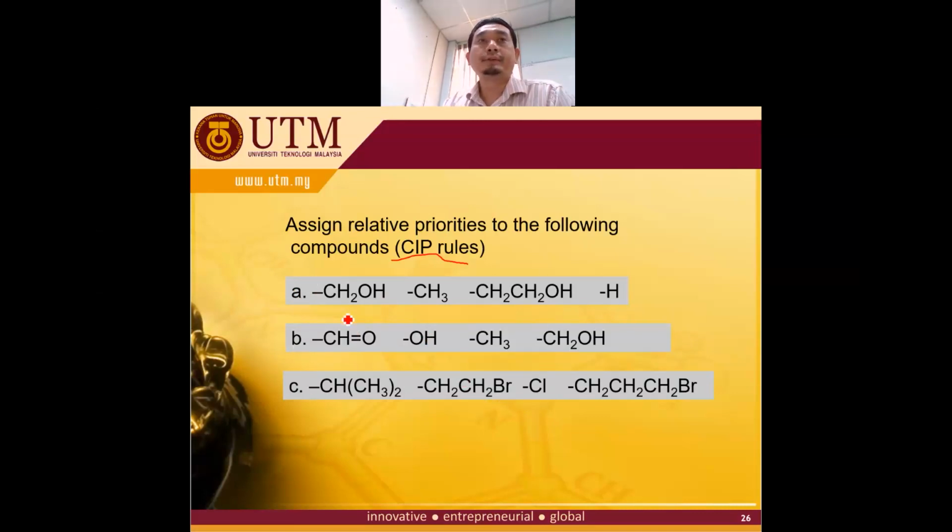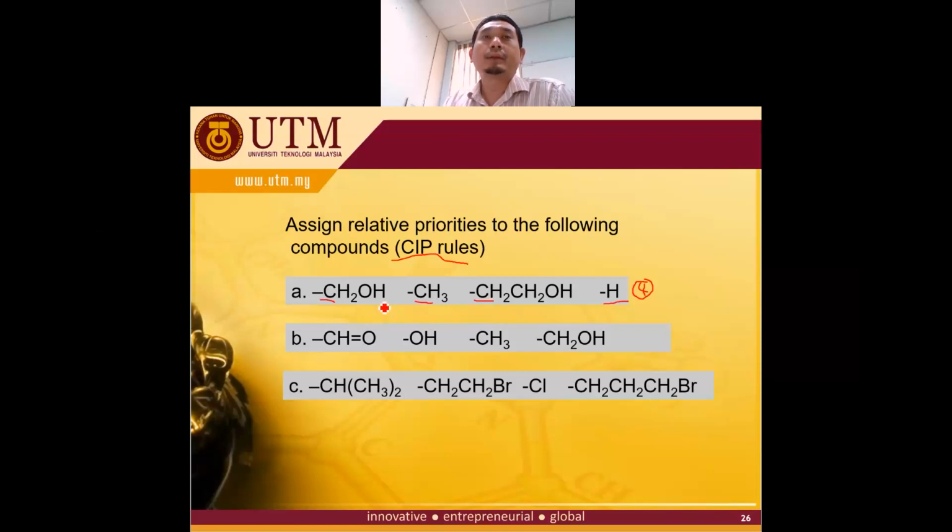So first we look at the atom bonded directly to the chiral carbon. This is a chiral carbon at this position. Obviously this is a carbon. This is a hydrogen, lowest atomic number, gets number 4. These 3 have a carbon. Having carbon means it's a draw.